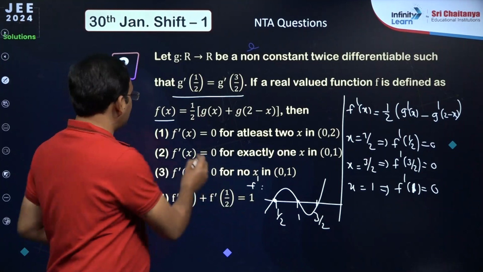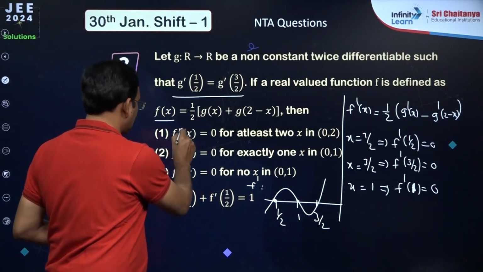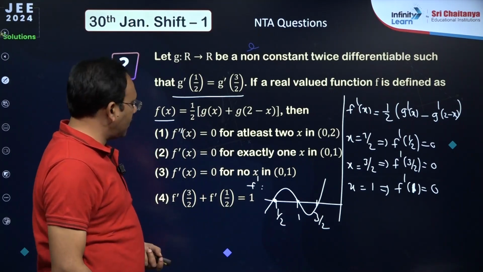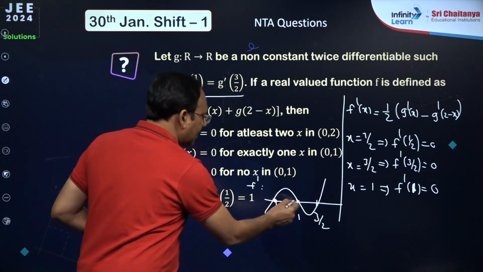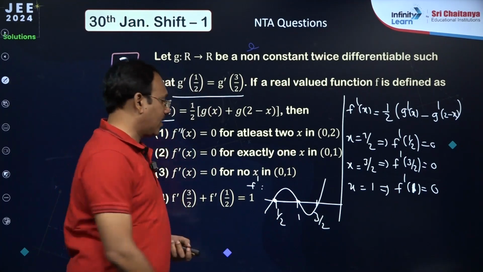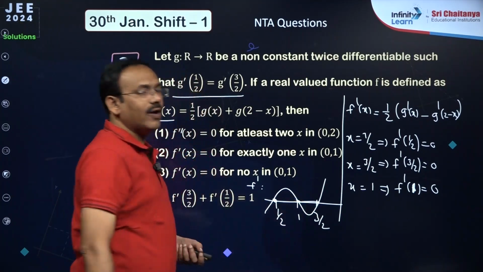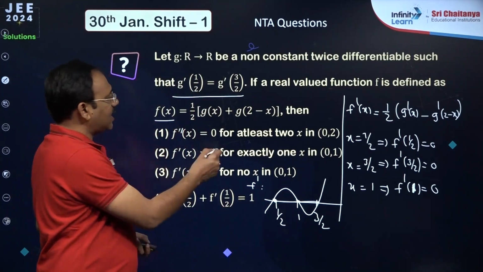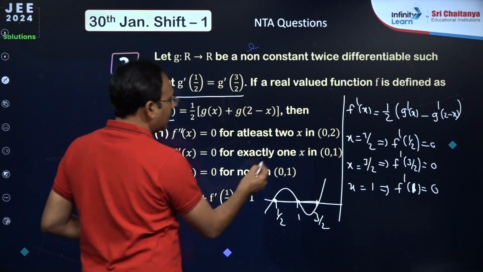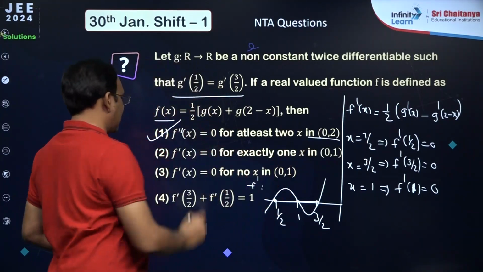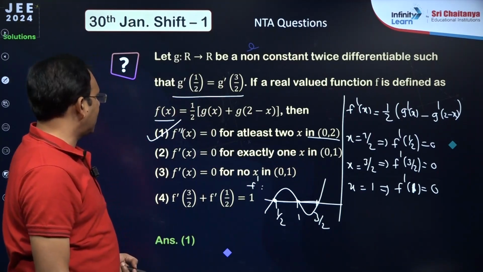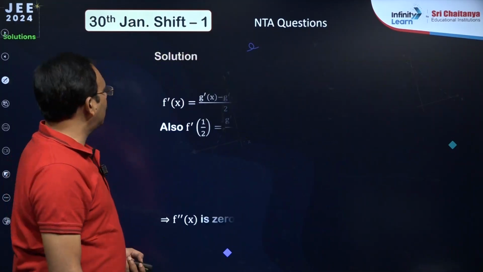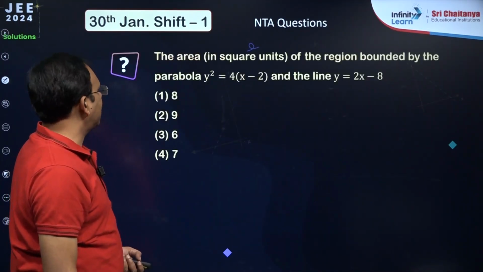So its second derivative function, this is the question actually, will have at least one root between 1 by 2 and 1 and at least one root between 1 and 3 by 2. So f double dash will have at least two roots in the interval 0 to 2 is the right answer, my dear friends. That's what is given, right? So, dear friends, the same thing is expressed here.